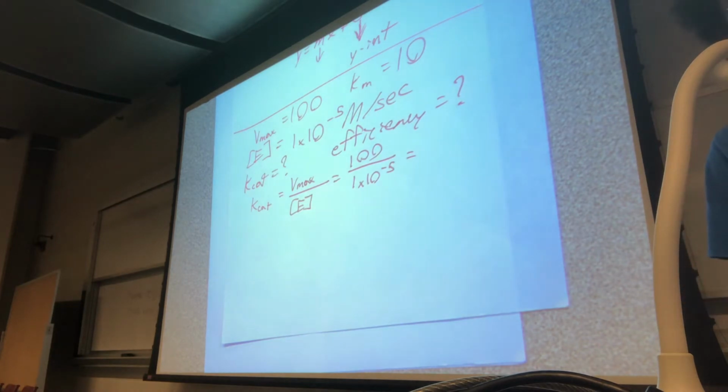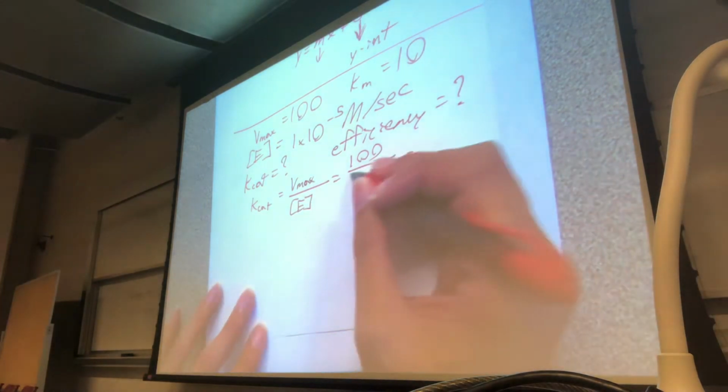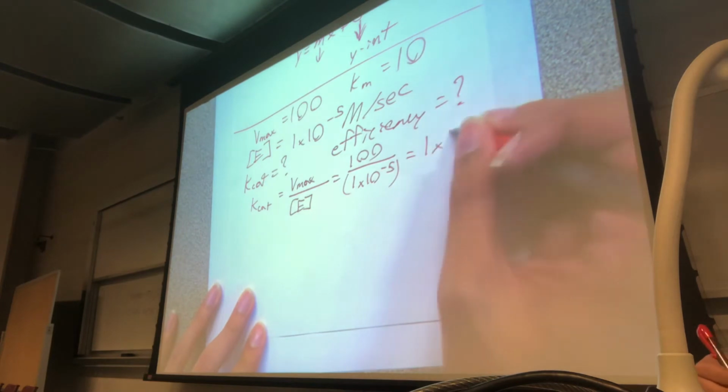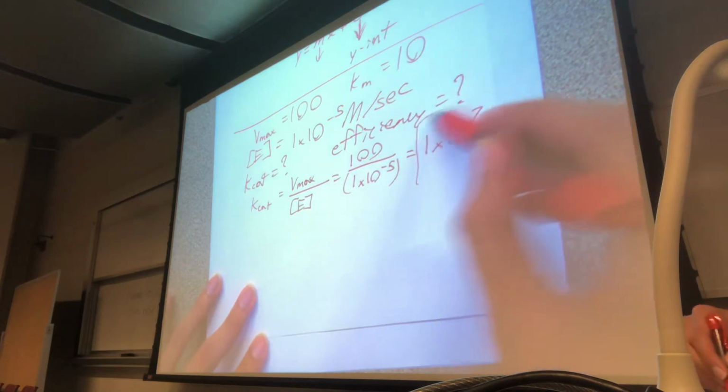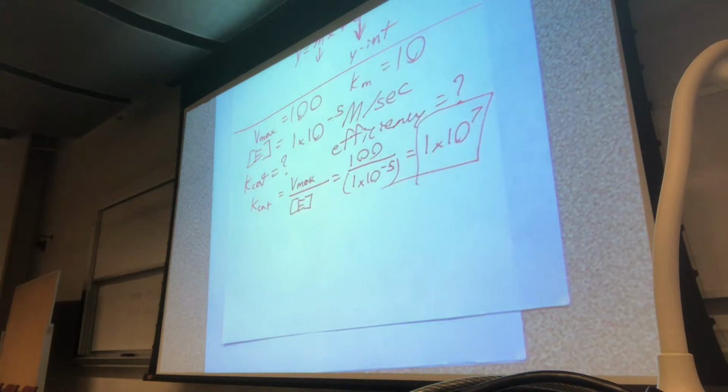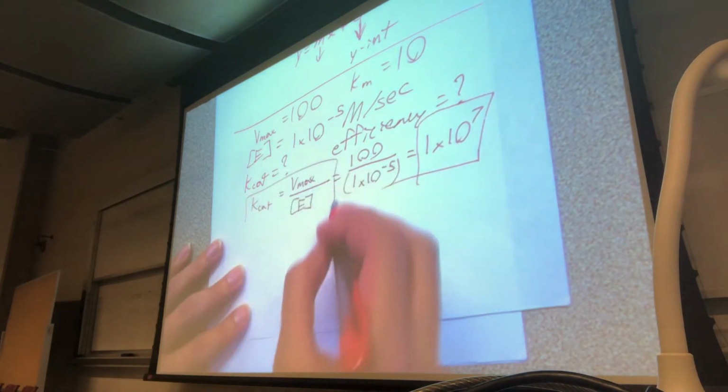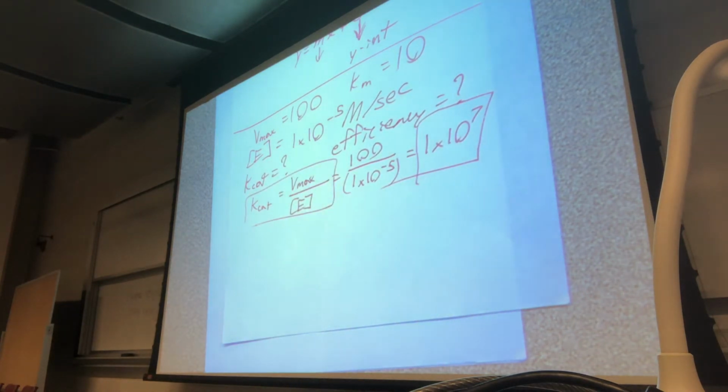You type this into your calculator, 100 divided by 1 × 10⁻⁵, and you end up getting 1 × 10⁻⁷. So this ends up being the value for Kcat. Okay? Any questions on that? So it's, again, this area of the course is memorizing formulas. This is the formula for Kcat. You just have to make sure you got the correct Vmax in the previous step, and you read the enzyme concentration. You plug them into their spots in the formula, like all algebra classes, and you get your number here.